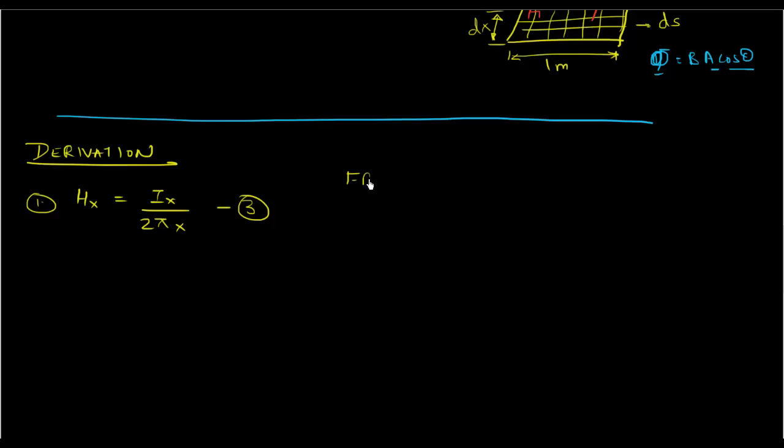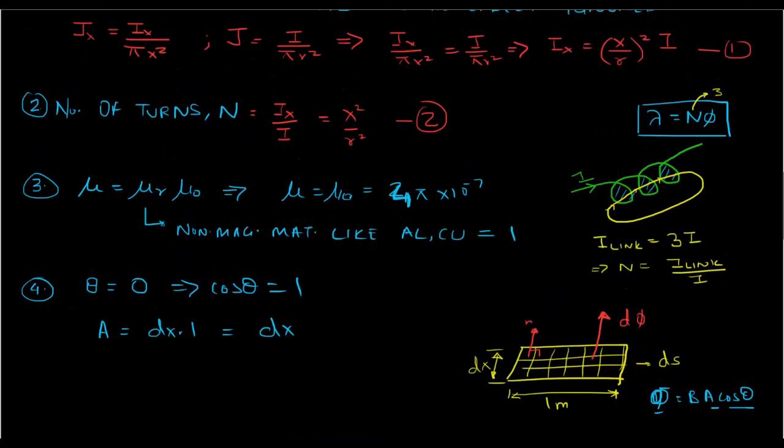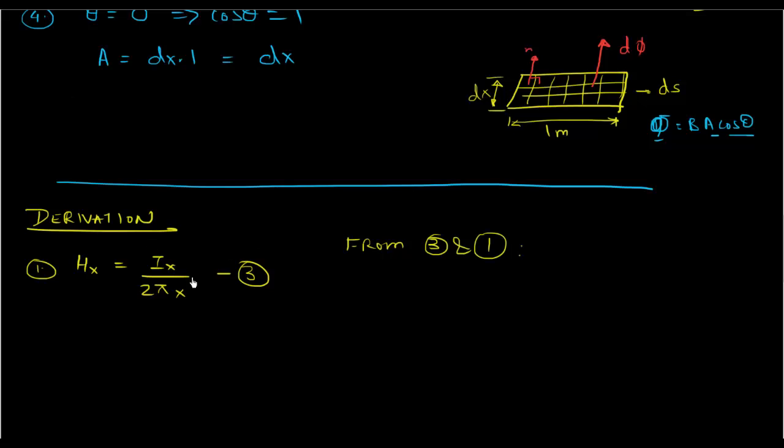Now from equations 3 and 1, so what was equation 1? I of x is equal to x square over r square times I. If we substitute that here, instead of I of x, we're going to get h of x is equal to x times I over 2 pi r square.